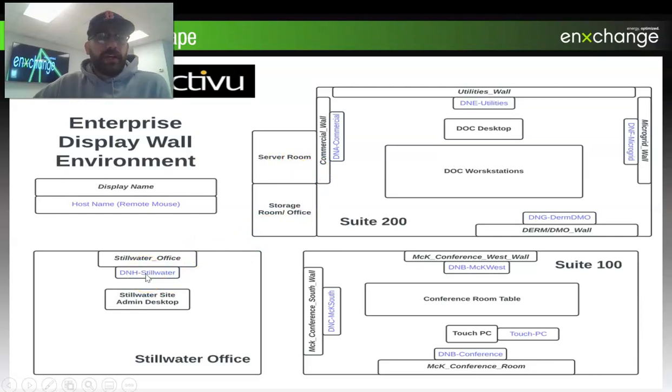These host names right here, whenever we utilize the remote mouse software in order to actually get our mouse up on and control those screens, this is what you would look for in order to select and kind of know which wall you're on. I changed the names of those computers so they'd be a little bit easier to navigate to. Lastly, we have a touch PC in the conference room that has the desktop client installed on it, so you can actually run Activu from that PC as well. And you can utilize the remote mouse for that one as well.